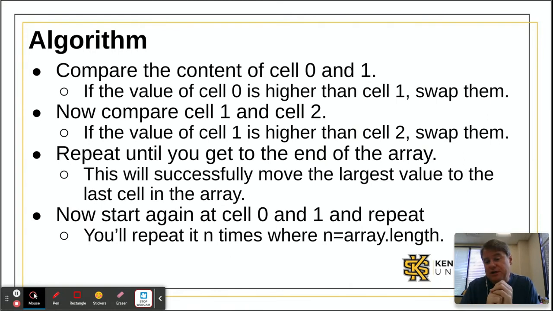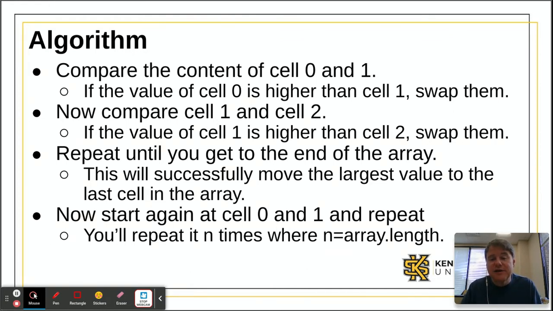And then you move on to the next two cells, which is cell 1 and cell 2. You check if they're in the right order. If they're not, you switch them, and you move on to 2 and 3, and switch them, and switch them, and switch them. At the end of that process, you'll have moved one number into the correct cell at the very end of the array. And then you have to repeat that however many times there are cells in the array.